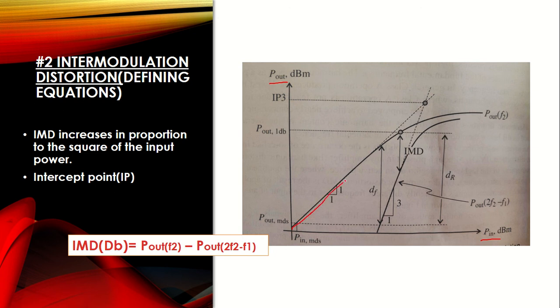This is the plot of the original frequency, which is F2, and this is the plot of your harmonic, which is 2F2 minus F1. The difference between power levels of F2 and this harmonic is what we call the intermodulation distortion. This is actually a noise that is added in our circuit.